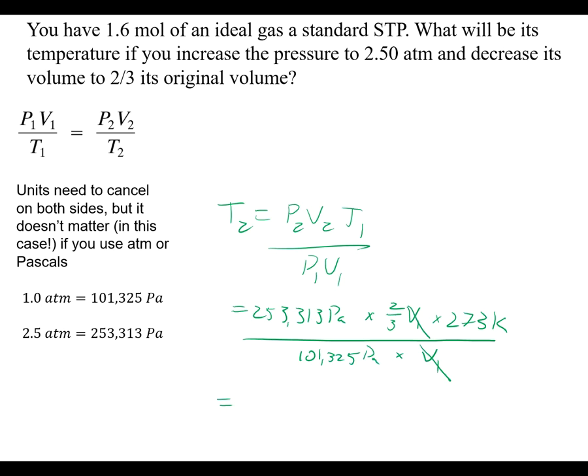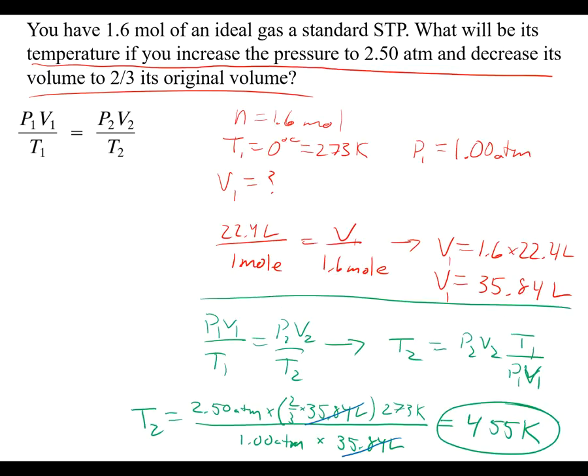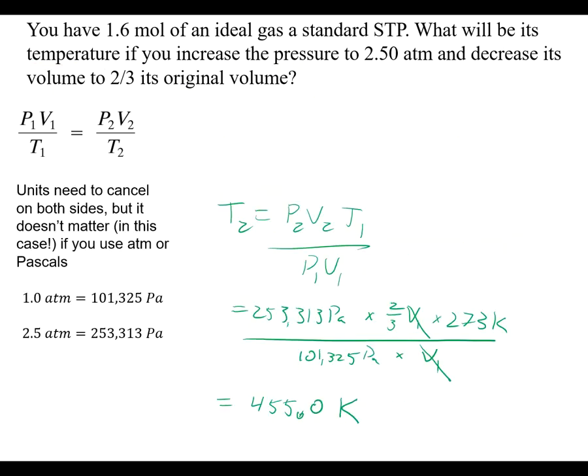Now, if I plug this into my calculator, why don't you guys go ahead and plug this into your calculator. Go ahead and pause the video right now, and I will tell you what it is. If you did this calculation, you should have come out with 455.0 Kelvin, exactly the same as we got on our last slide. So as long as the units cancel, it does not matter what the unit is.